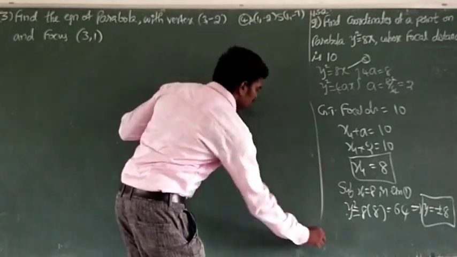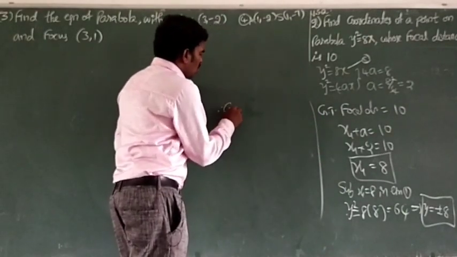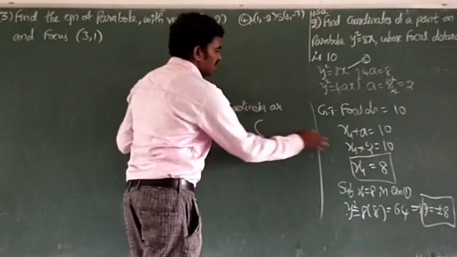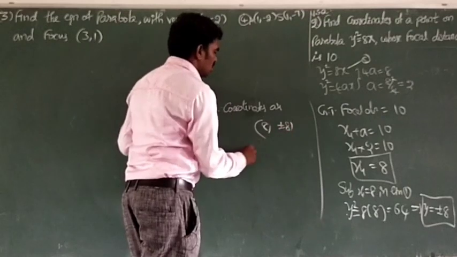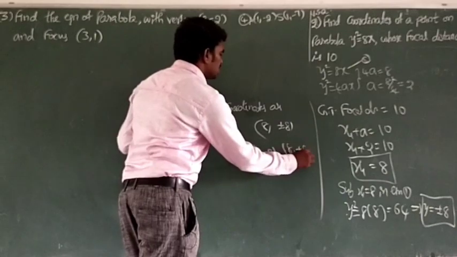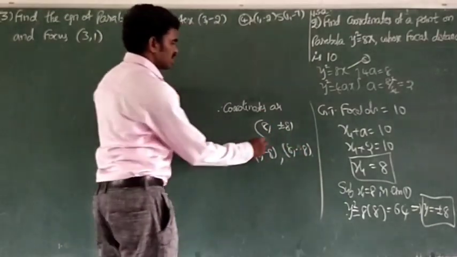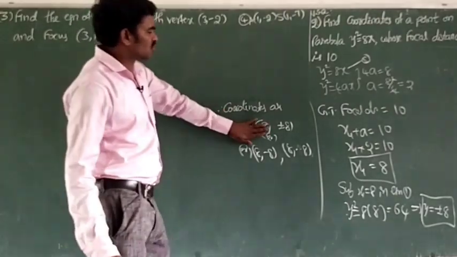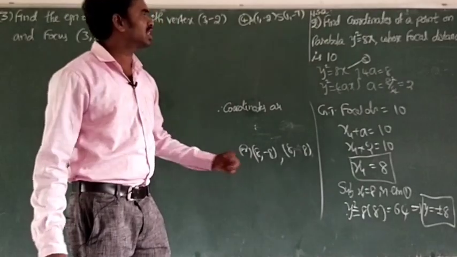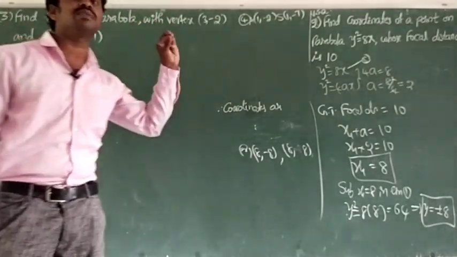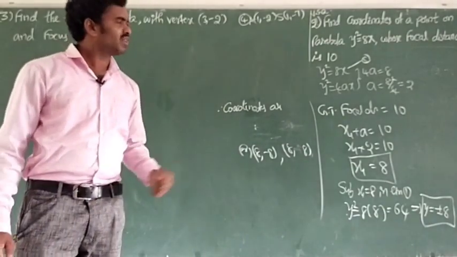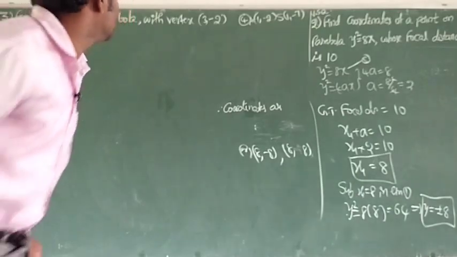Therefore, the coordinates are x1 comma y1. x1 is 8, y1 is plus or minus 8. Or we can write 8 comma minus 8 and 8 comma plus 8. So in these two ways we can express it. Otherwise no need to write this. Write down this one: 8 comma minus 8, 8 comma 8. So these are the answers. A very simple and very important question. These first and second are very important. Next, the third question.